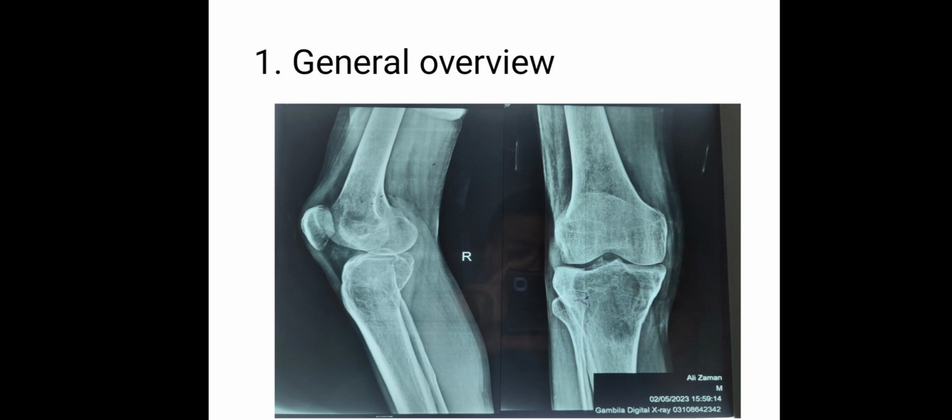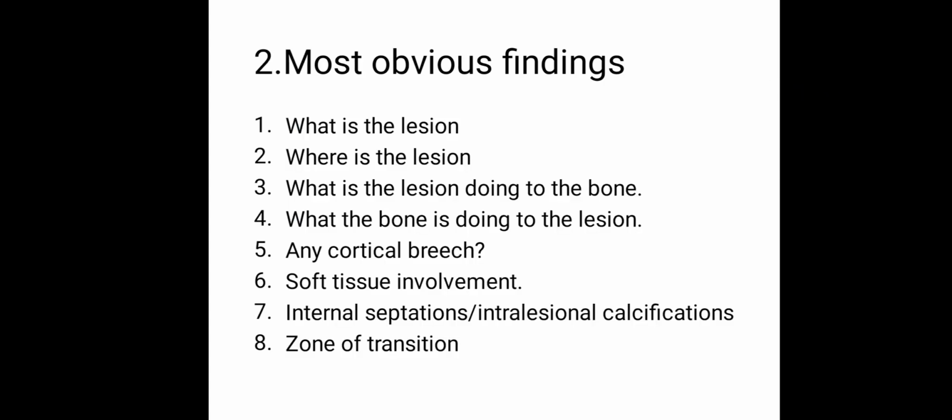Then we can also comment regarding some technical terms like exposure, penetration, any rotation or malalignment or any associated fracture, etc. Then we turn toward the most obvious finding, and these 8 questions should be answered in order to properly present a radiograph of a tumor of the bone or a bony lesion. The first question is, what is the lesion or what type of lesion it is?